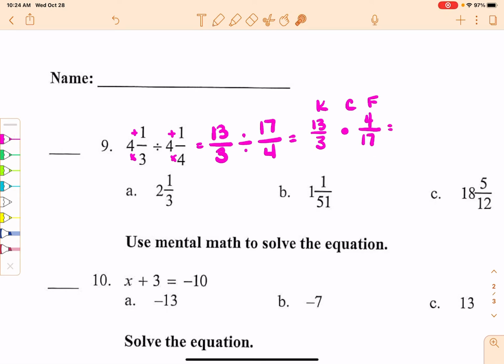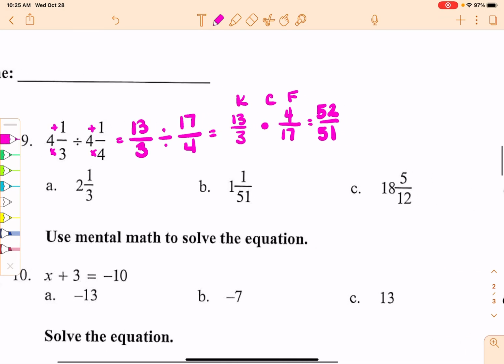Now it's set up as multiplying so I can multiply across. So 13 times 4 is 52. 3 times 17 is 51. Now, if I put this in Desmos, it wouldn't reduce. But the top number is bigger than the bottom, so we need to divide. So it goes in there once with 1 left over.